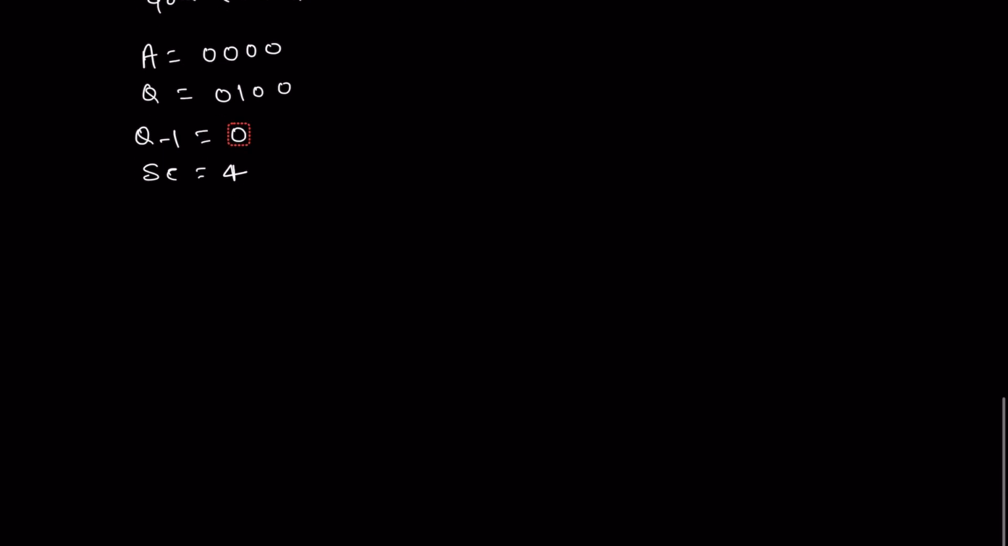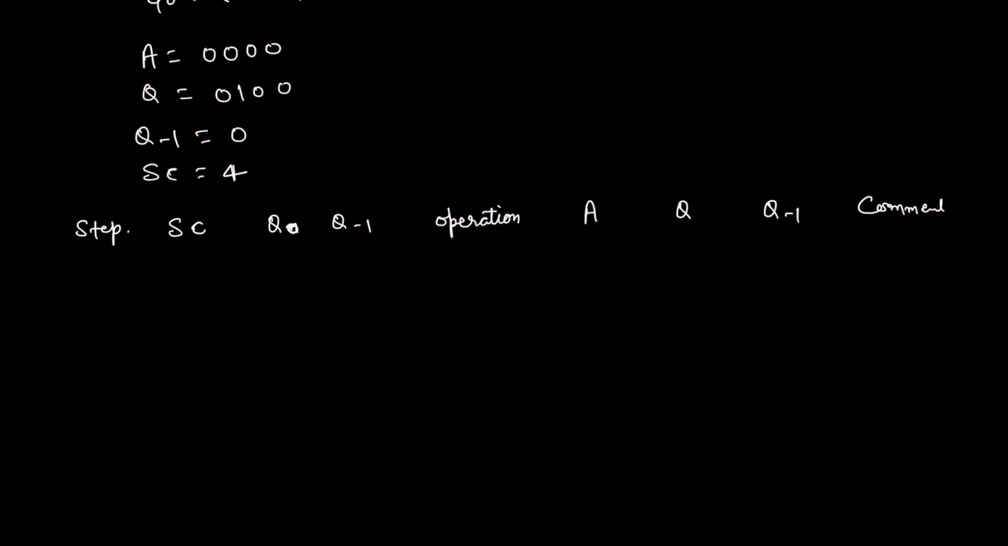Let's show the process here in table form. So we will move like this: step counter, then Q0 and Q minus 1, what will be its operation? Accumulator, then Q, and then Q minus 1, and we will comment here what process we are doing.